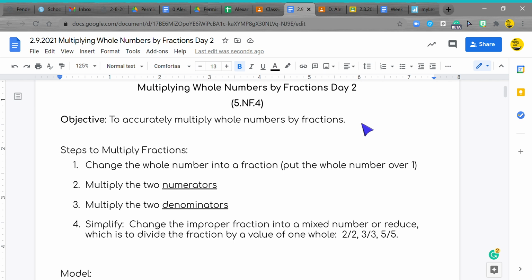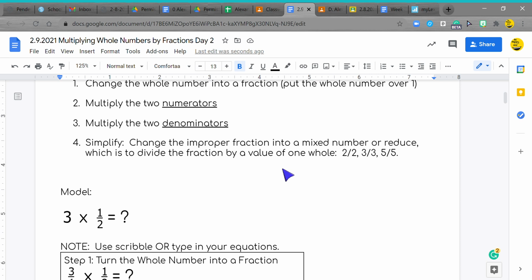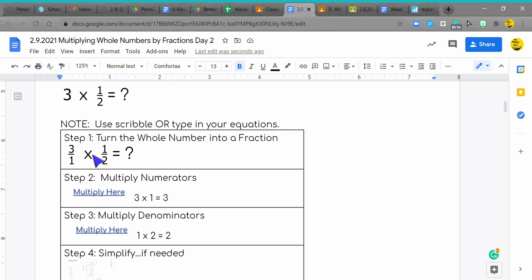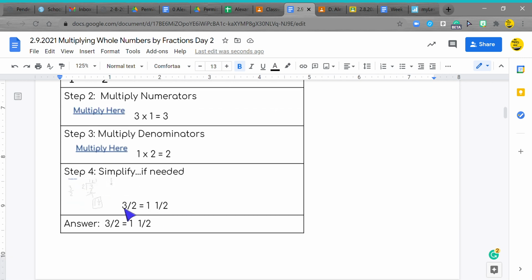Whenever I say simplify, I'm either talking about changing the improper fraction into a mixed number, or you reduce, which is to divide the fraction by a value of a whole, one whole, 2 over 2, 3 over 3, 5 over 5. So this one we did 3 times 1, 1 times 2. We ended up with 3 halves, and we divided, and we have 1 and 1/2. That is one answer. And no, we don't have to write both answers, just as long as I have it somewhere. So if this is what you write, I'm okay with this, you guys.